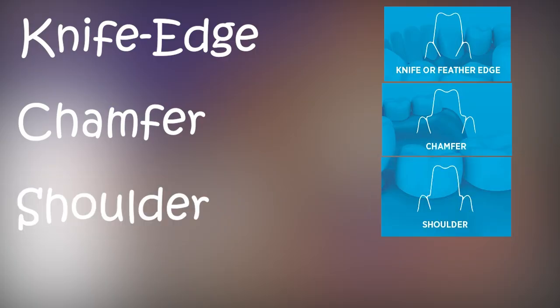A shoulder finish line has a flat, horizontal ledge with a sharp internal angle. It provides excellent support for ceramic materials and ensures precise marginal adaptation. However, sharp internal angles should be avoided, as they may create stress concentration in ceramic restorations.